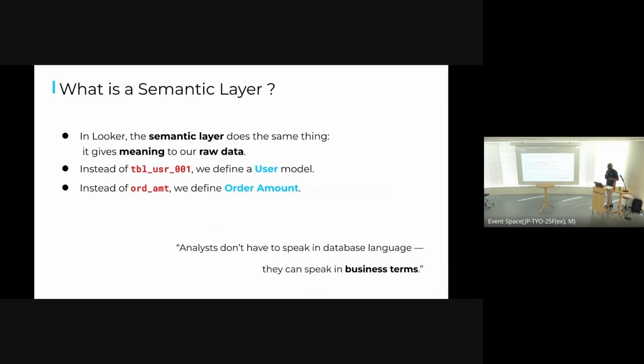Or let's say the name of the table is like users, but the column names are like ORD_AMT. From a technical perspective, we understand that this acronym means order amount. But from a business user's perspective, it's not clearly visible, right? So analysts don't have to speak in database language. They can speak in business terms. And the semantic layer translates. That's what the semantic layer is.